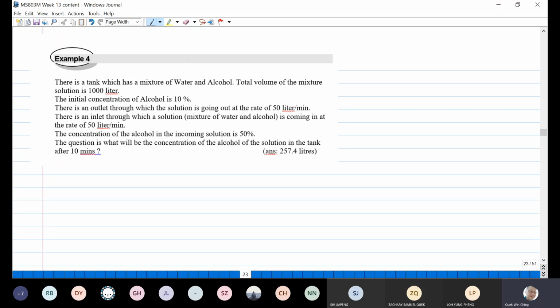Okay, example 4, let's do the question first. There is a tank which has a mixture of water and alcohol. Total volume of the mixture is 1000 liter. So the concentration of the alcohol is 10%.